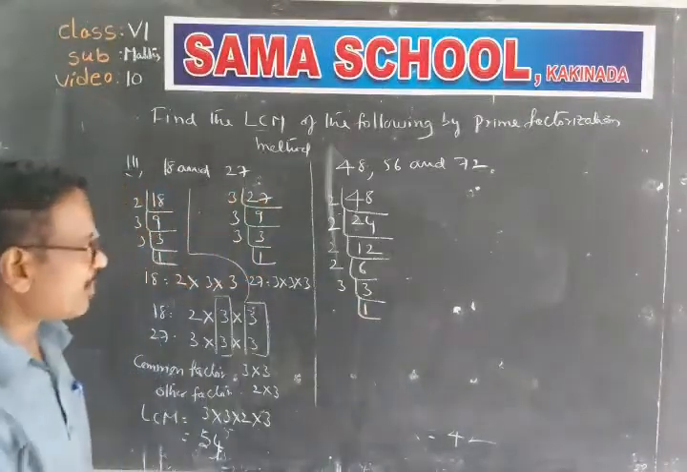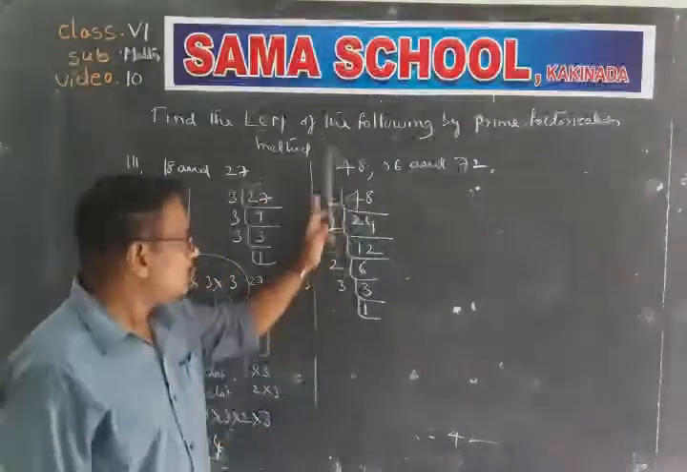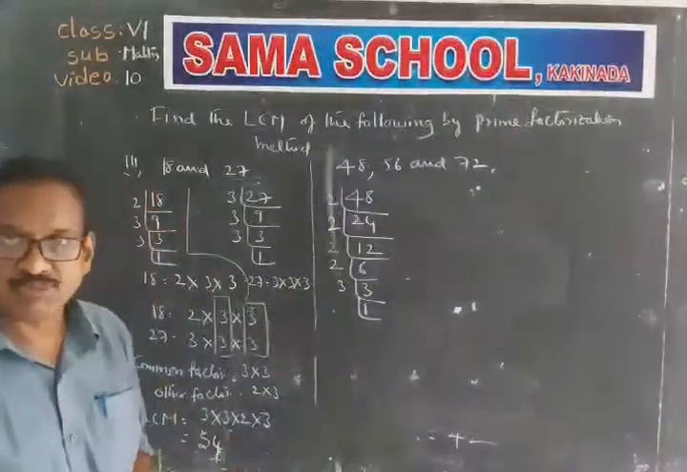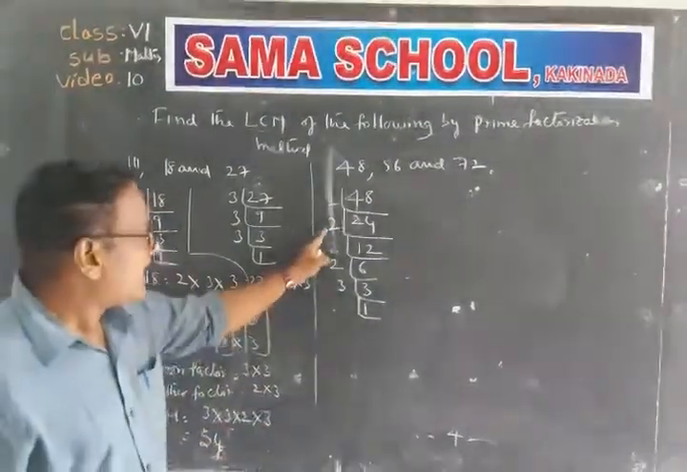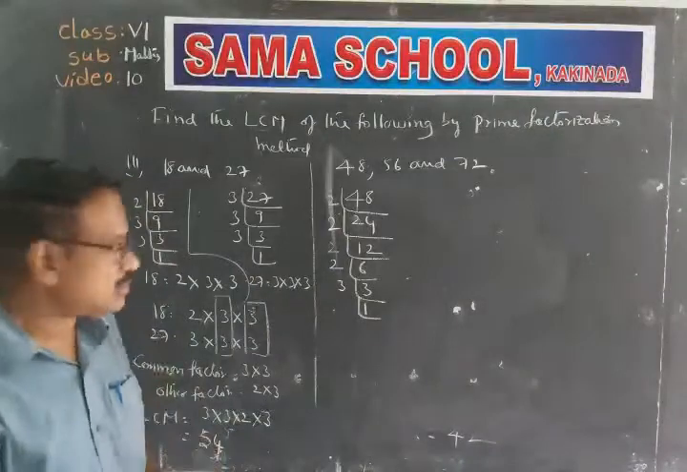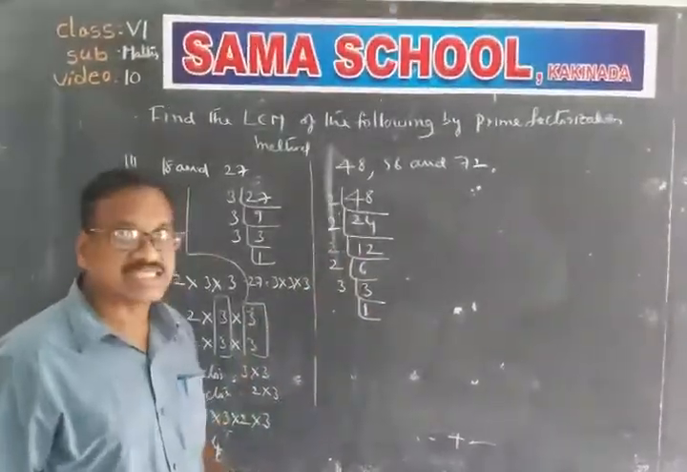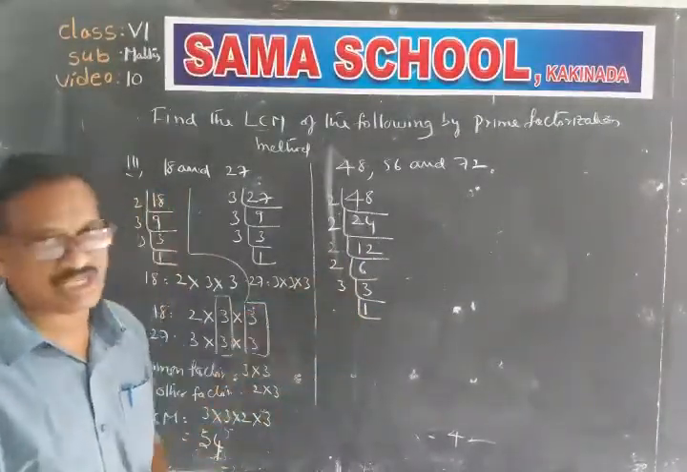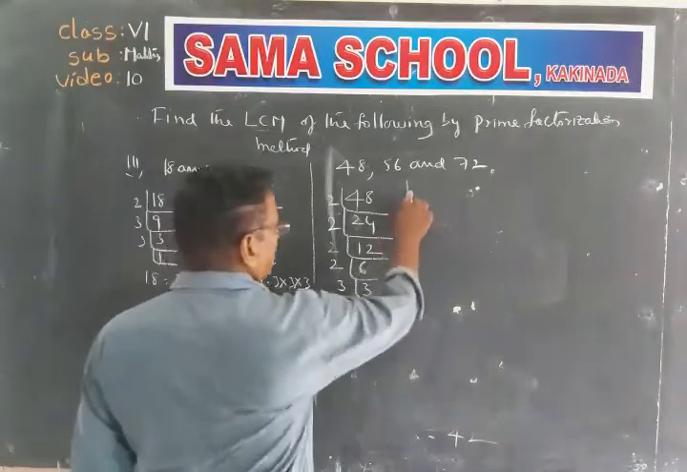The product for 48: first take 2. 2, how many times is it divisible in 48? 24 times. Again 2, how many times divisible? 12 times. Again, 6 times. 2 3s are 6. 3 1s are 3. That is the product of the number.